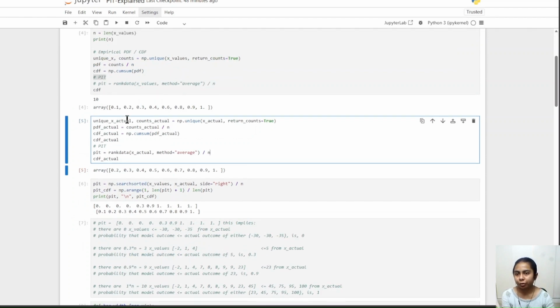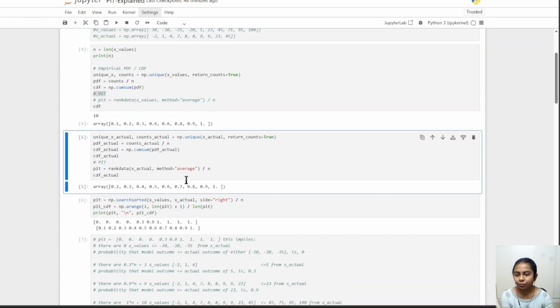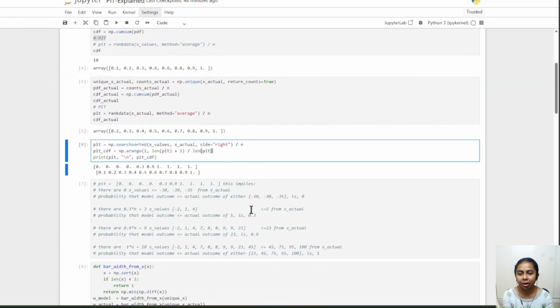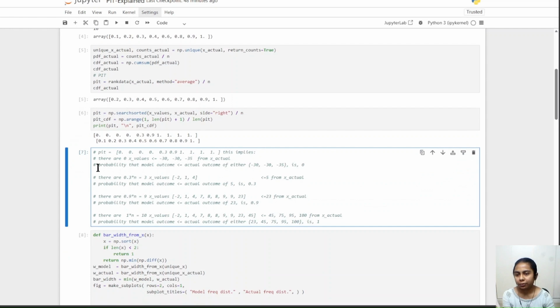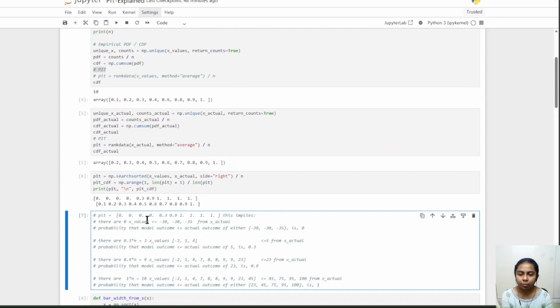The CDF values of both the model and the actual outcomes are calculated just for illustration purposes. These are the values, and the PIT is calculated with the following logic. For this example, the calculated PIT comes out this way because there are 0 x values, that is, x model-predicted values, that are less than -30 or -35.